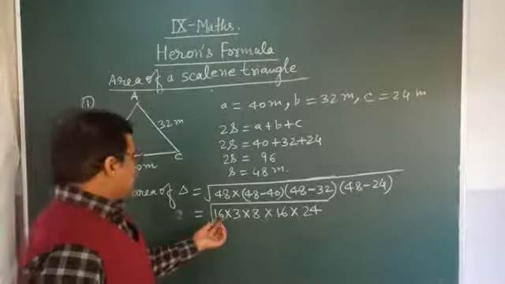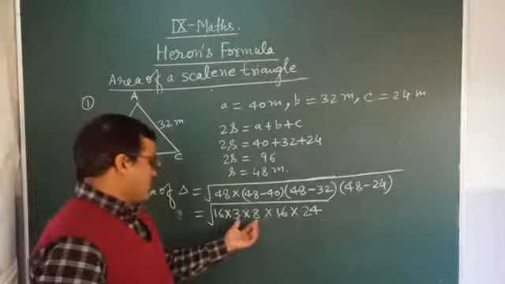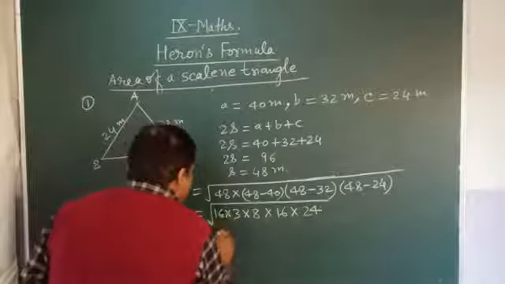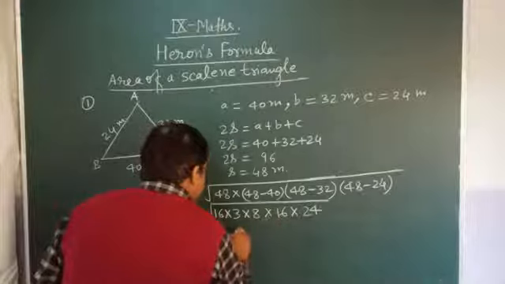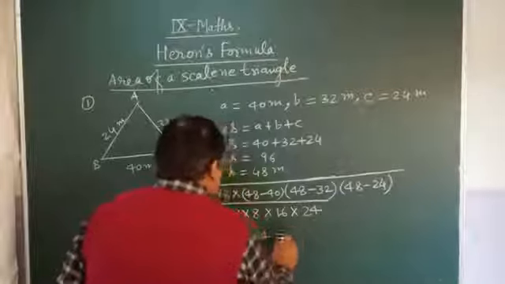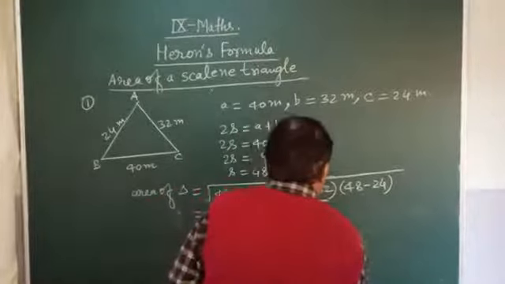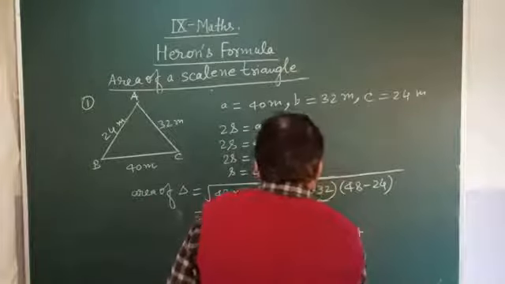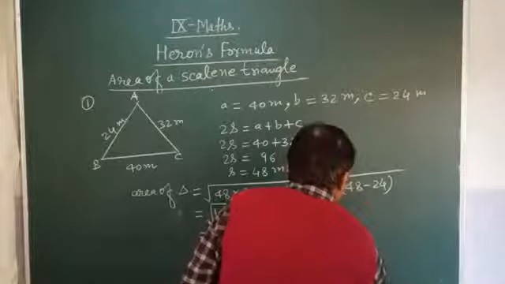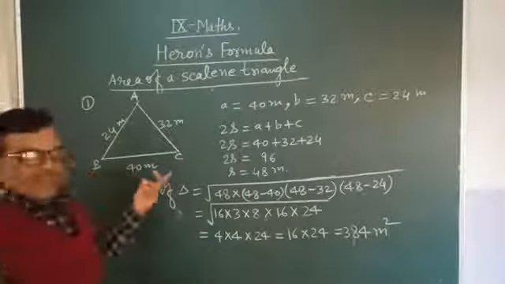So here we have the square root of 16 is 4, the square root of 16 is 4, and here 8 times 3 is 24, and 24 also, whole square root. Square root of 16 is 4, square root of the other 16 is also 4, 8 times 3 is 24, here also 24. 4 times 4 is 16 into 24. 16 times 24 is 384 meter square.